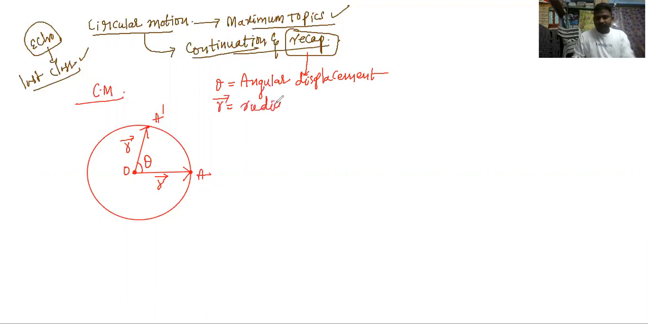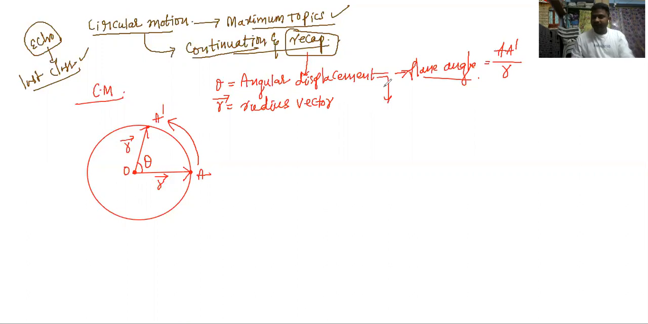In the last class I had told you clearly, this angular displacement is also called a plane angle. Plane angle is equal to the length of the arc A to A dash, as the particle is moving in this way, divided by the radius. So this is the plane angle. And this angular displacement will have the SI unit called radians.